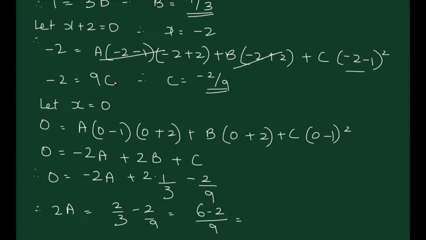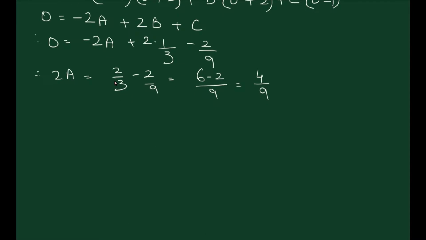So 6 minus 2 upon 9, which is 4 upon 9. Okay, and then we get the value for a. Therefore, a becomes 2 upon 9. So thus we got the value for a, b and c.